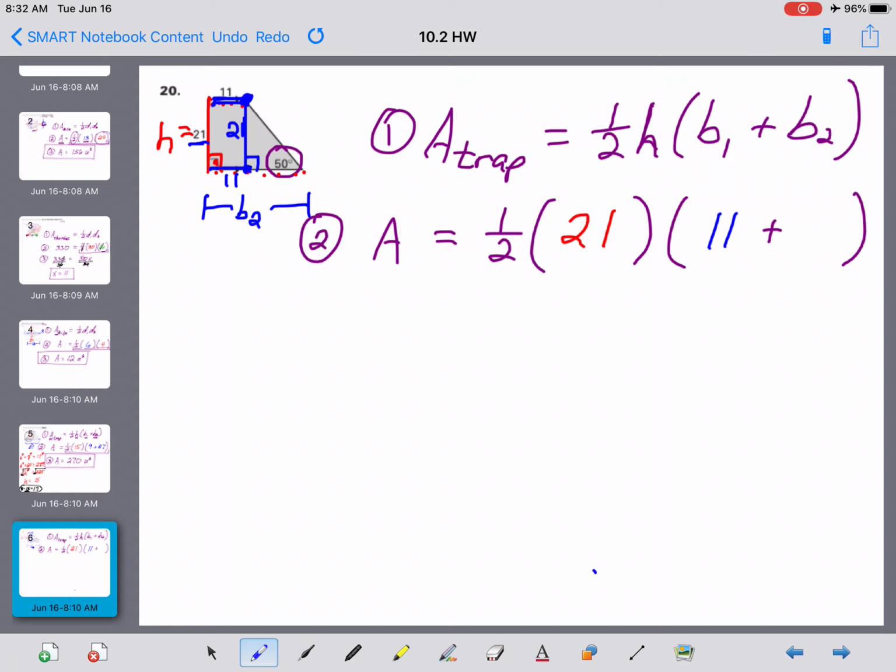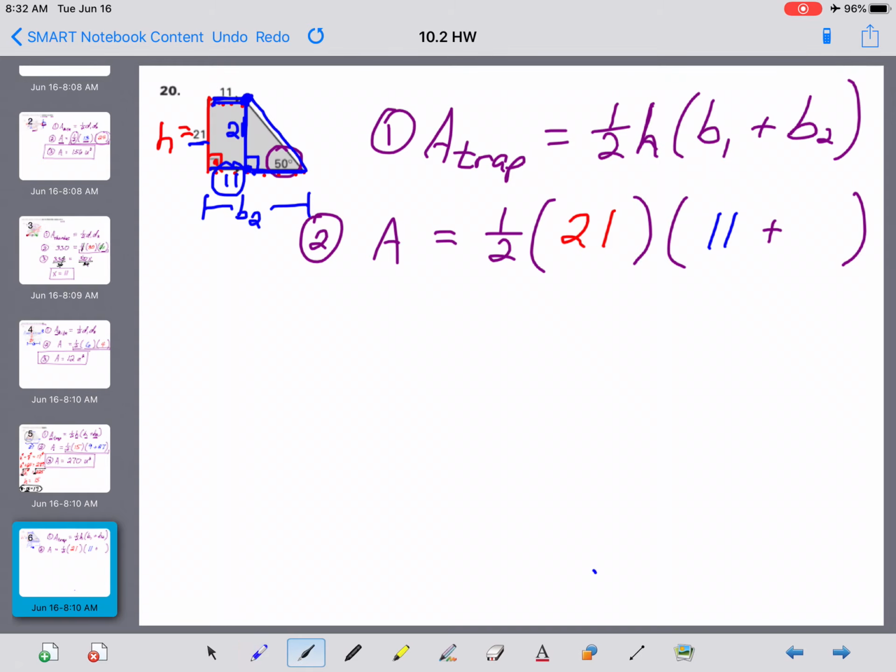So I know that base 2 is made up of this 11 right here, but we also need to know this length right here. And we're going to have to add that to the 11 to get base 2. So to do that, we've got a right triangle that's located right here, everybody, and we've got to do a little bit of digging on that.